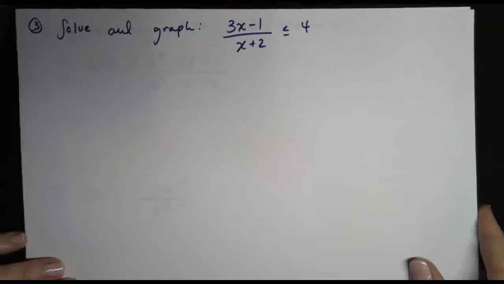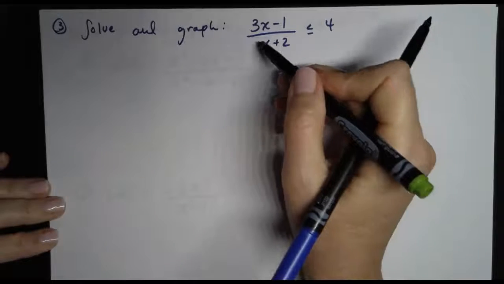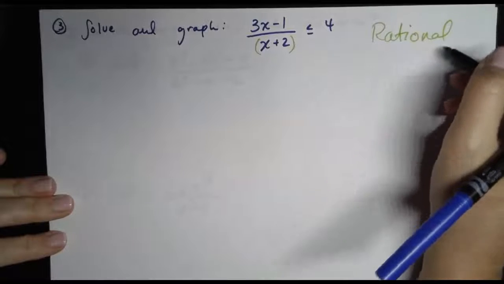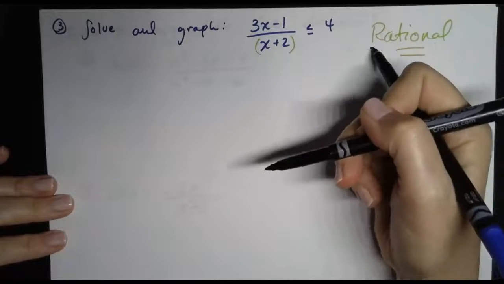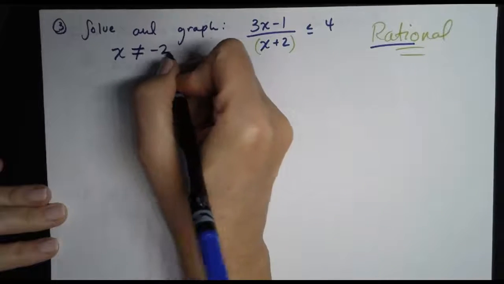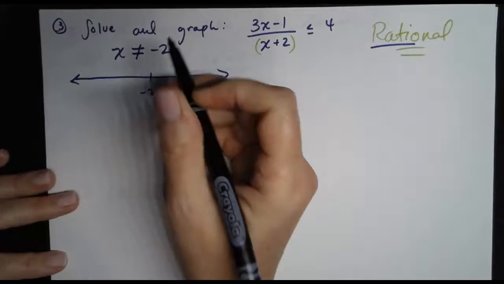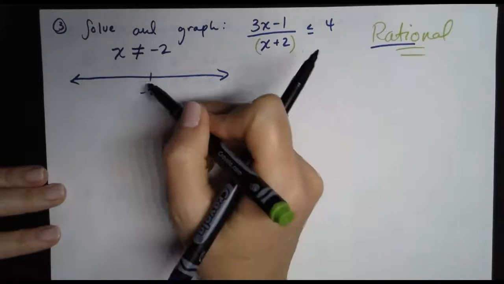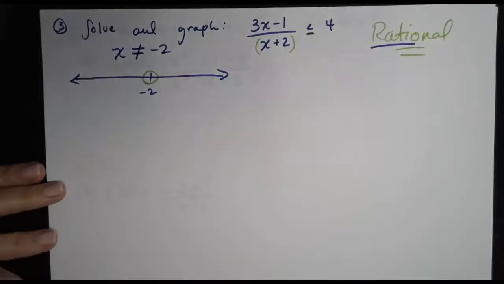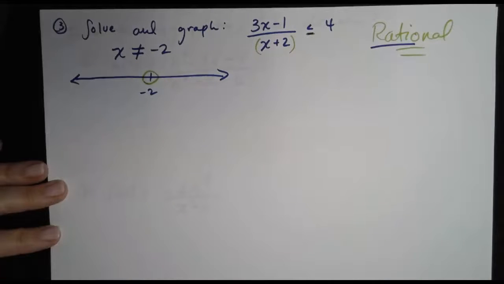So here's number 3, solve and graph once again. So right away, we see this x plus 2 on the bottom. Now remember, this is a rational inequality here. Root word of rational, ratio, so fraction. So right away, x cannot equal -2. That is going to be a critical value on our number line. And because it cannot be equal to -2, we will put an open circle even though it's got the or equal to right there. Why? Because it is restricted. Okay, so we've got that critical value out of the way.